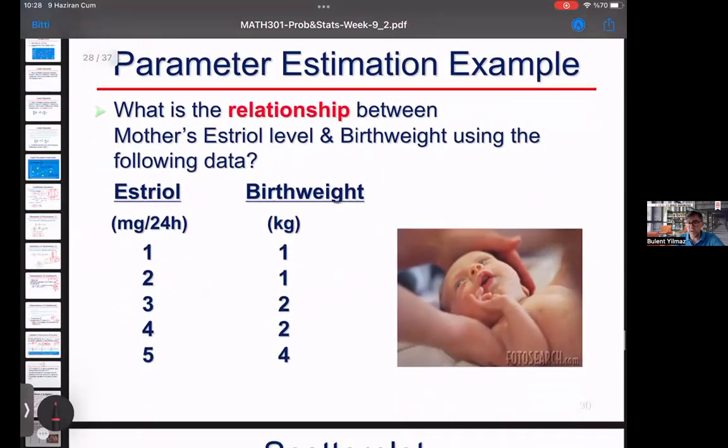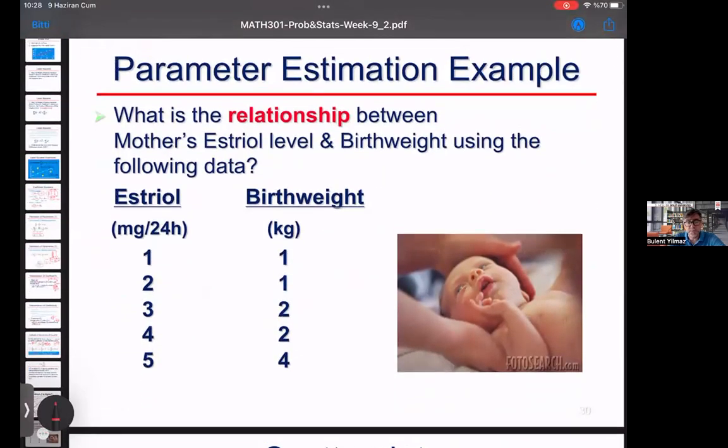Okay, let's work on this problem together. I have a hormone level, milligrams for 24 hours, mother's estriol level, which is something related to the birth weight of the baby. Some hormone level in the mother's blood versus the birth weight. The clinicians are trying to find out a relationship between estriol levels and birth weight. One data is the mother's estriol level is 1 milligram. The birth weight is 1 kilogram.